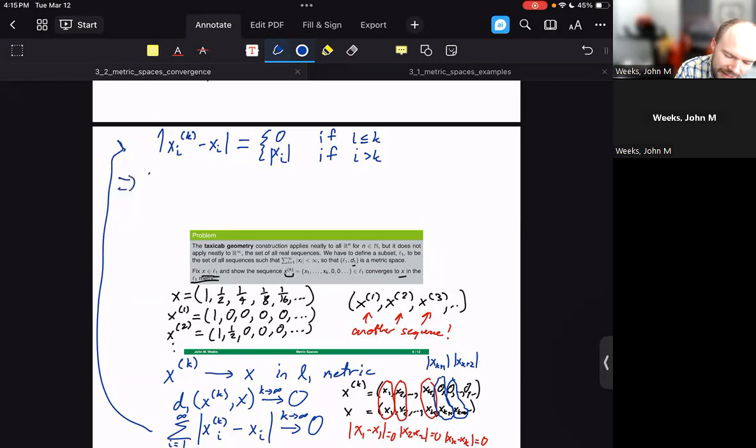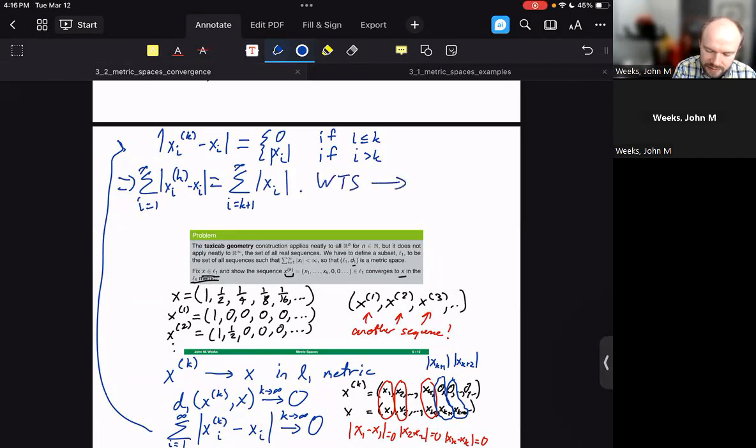So this implies that the sum as i goes from 1 to infinity of the absolute value of x of i k minus x of i can be shortened to the sum as i goes from k plus 1 to infinity of the absolute value of x of i. And we want to show that this goes to 0 as k goes toward infinity.